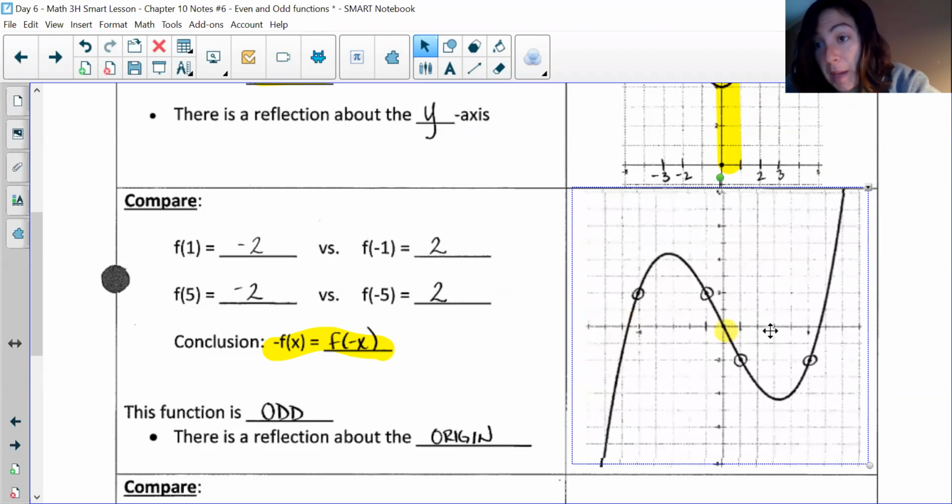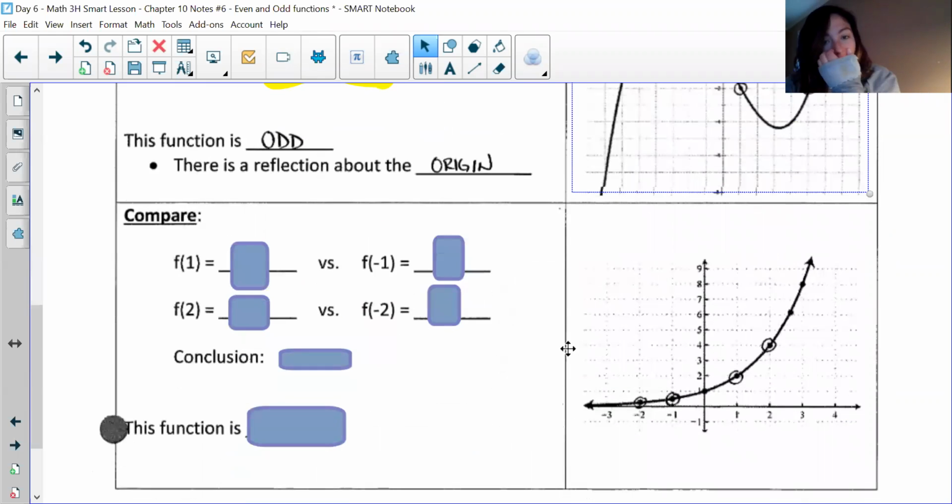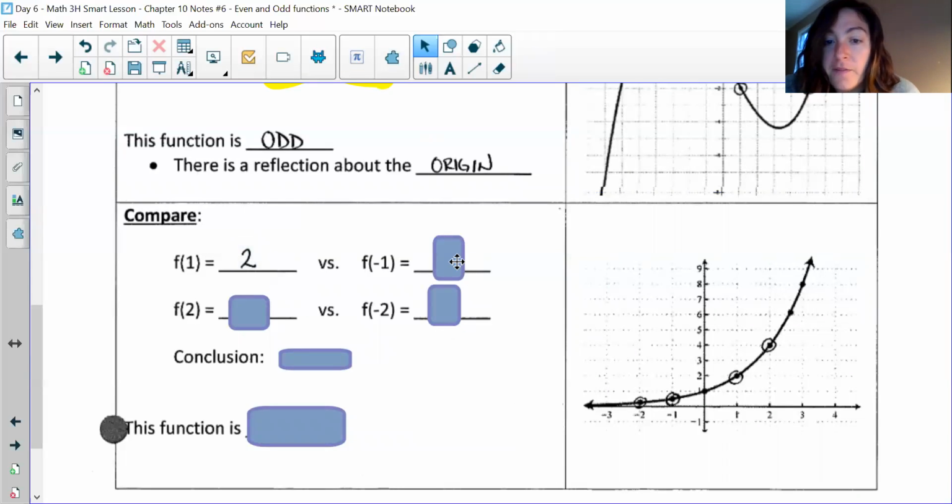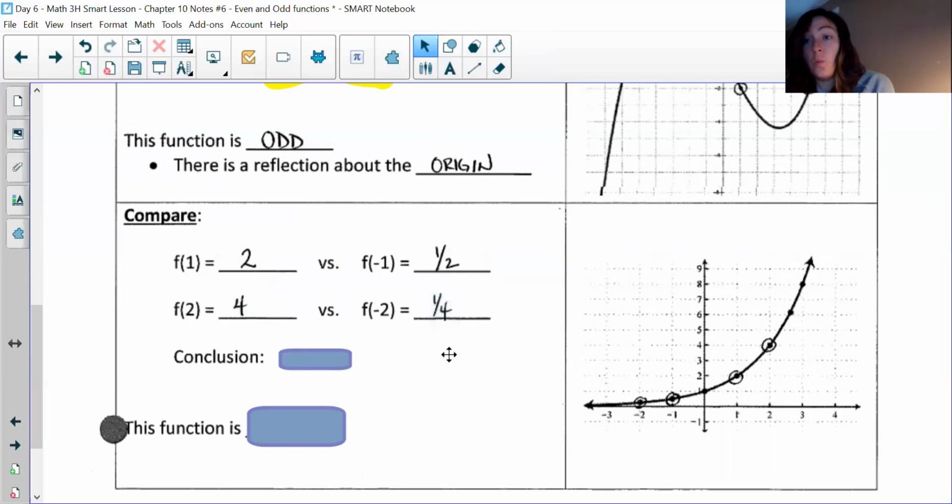You can actually move your paper. I can't, so I have that instead. All right, so let's take a look at this third graph. So let's compare f of 1 to f of negative 1. Since f of 1 is 2 and f of negative 1 is 1/2, f of 2 is 4 and f of negative 2 is 1/4, this is neither even nor odd because it doesn't fit either relationship.